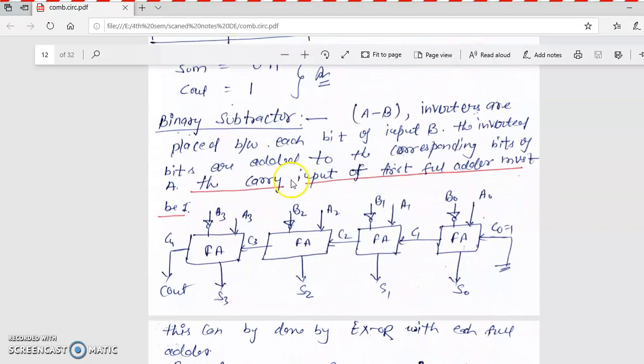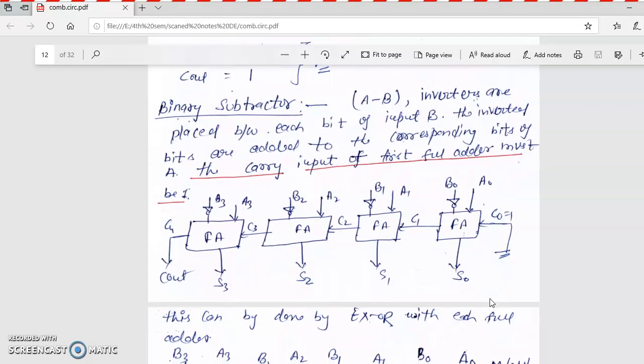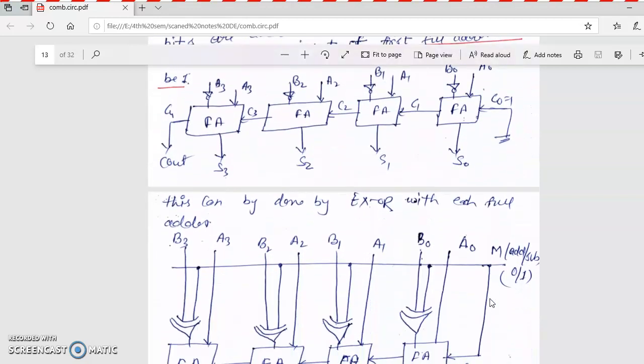Okay, this is the binary subtractor. Inverters are placed between each bit of B. The inverted bits are added to the corresponding bits of A. The carry input of the first full adder must be 1. जो कैरी है वो always 1 होनी चाहिए. ठीक है, A0 and this is B0 into a NOT gate, that is the inverter, and fed to the adder. Okay, we get the sum equal to 0, C1 is equal to 0, and C0 is always 1 for the subtraction.